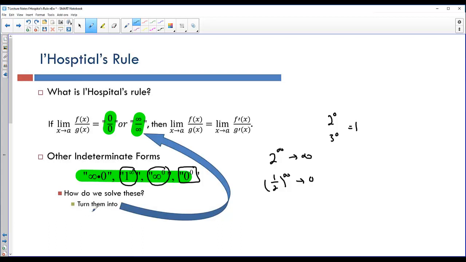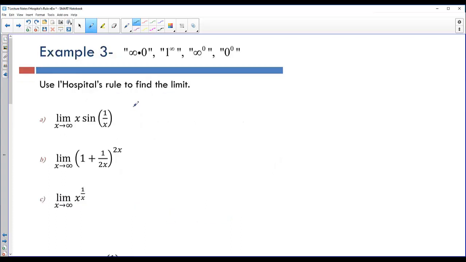All right, so let's take a look. And I should say this: the way that we handle these is that we try to turn these indeterminate forms somehow into these types of indeterminate forms. And then we can use L'Hopital's rule. So let's look at some examples real quick.